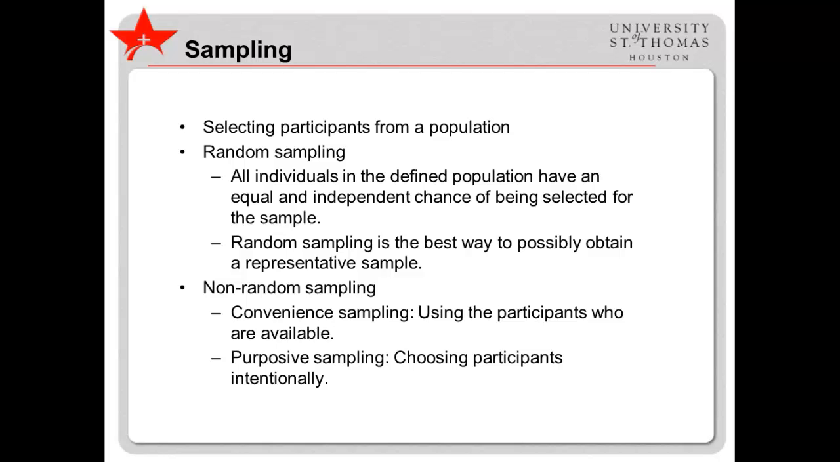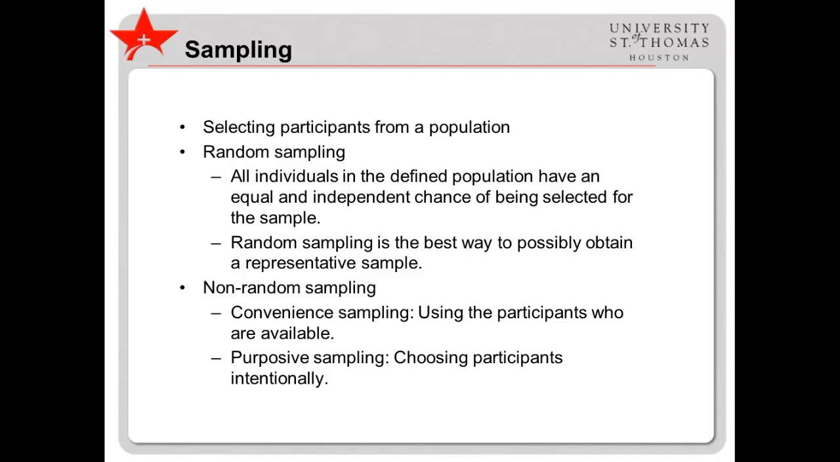Now let's talk about sampling. Sampling involves selecting participants from a population. There are 2 types. Random sampling, as the name would suggest, involves randomly choosing people from the population. In this type of sampling, all individuals in the defined population have an equal and independent chance of being selected for the sample. Random sampling is the best way to obtain a representative sample. However, it is pretty rare in educational research, as we often don't have access to the entire population.